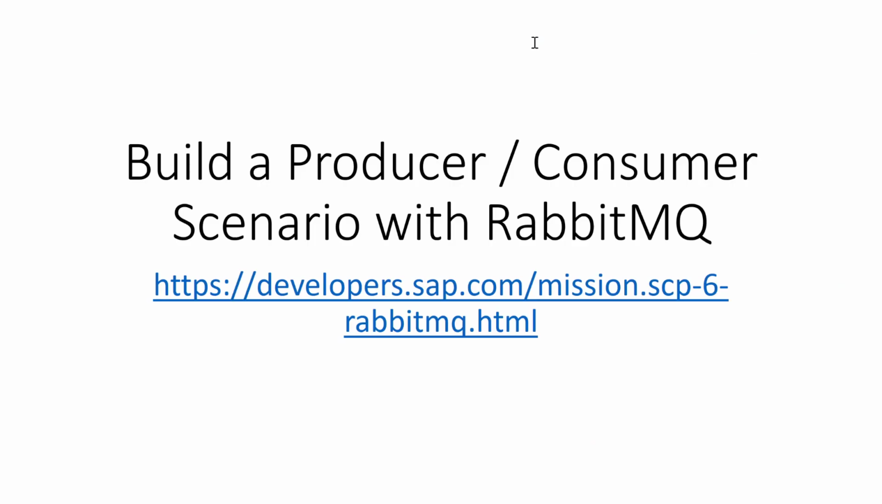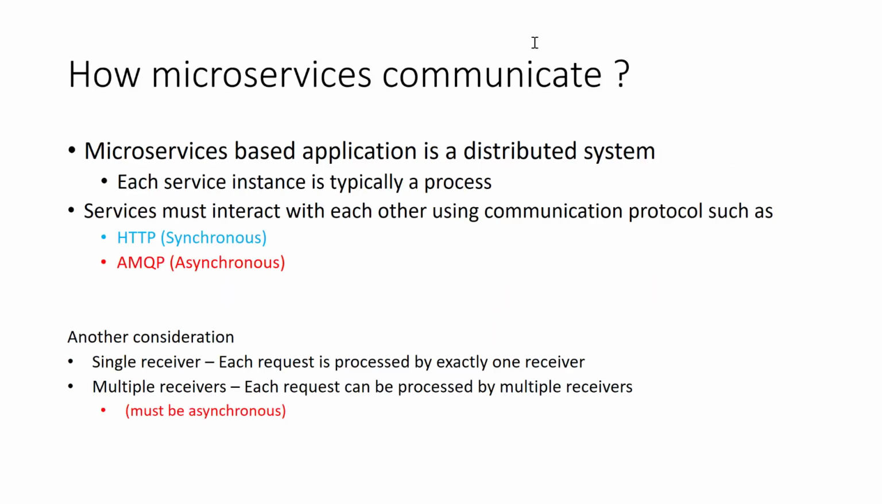So before we delve into creating a producer and consumer scenario with RabbitMQ, in this session I'd like to focus on talking about RabbitMQ itself. How do microservices communicate with each other? Microservice applications are a distributed system, and each service needs to interact with each other. Typically they communicate using protocols such as HTTP for synchronous communication or AMQP for asynchronous communication.